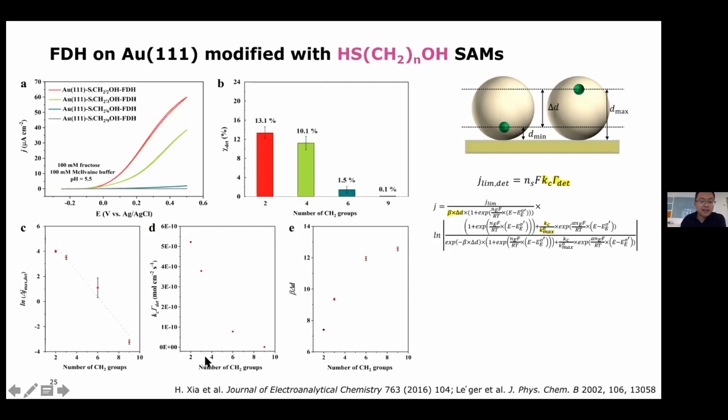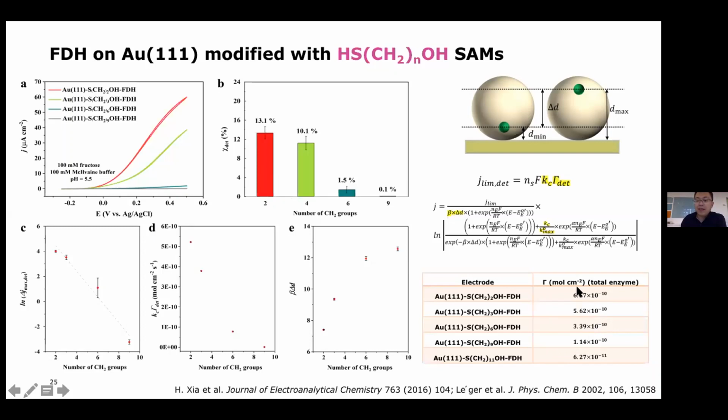The data is summarized here. When we increase the CH group numbers, the surface coverage of direct electron transfer is decreased sharply, and the beta delta D increases sharply, which means the DET capable enzyme on the short carbon surface is much larger, and also the variation for the proper orientation on short carbon is the smallest, meaning it has a smaller variation of the distance. All this data shows that a short carbon surface will be nice.